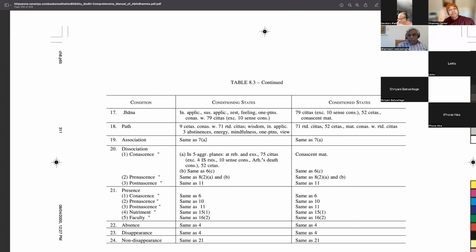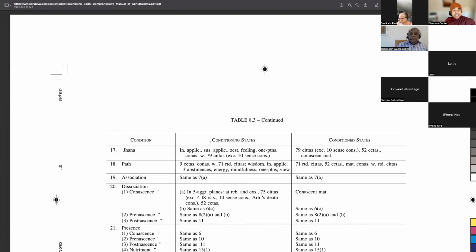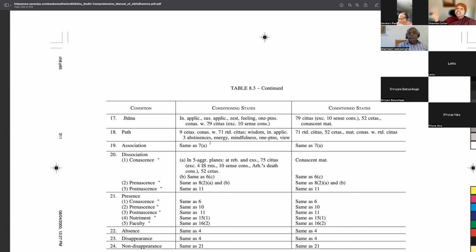Abhyakata dhamma. What is abhyakata? Neither kusala nor akusala. The foundation or conditioning state arises, and the conditioned state is also abhyakata, neither kusala nor akusala. Now, does that make sense, everyone?